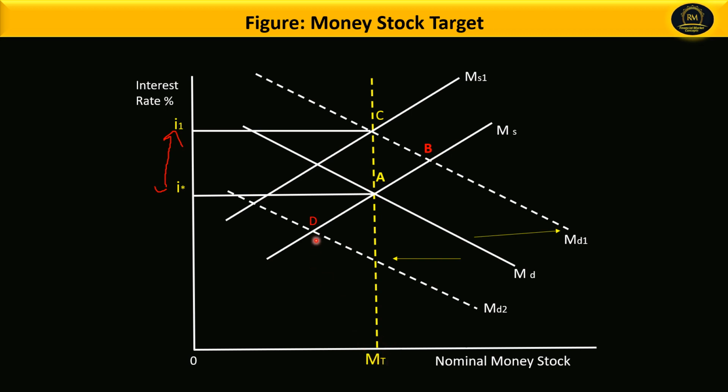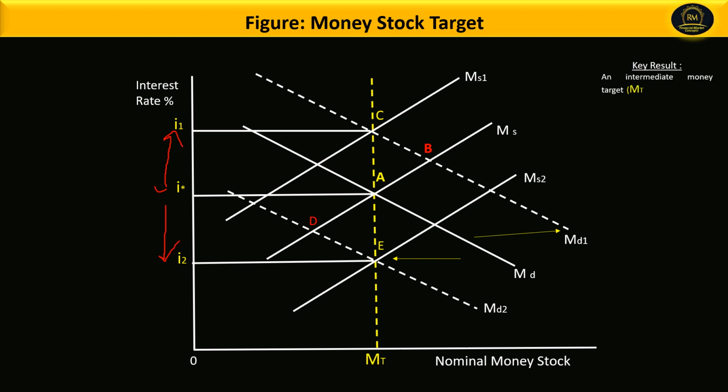So again, in order to achieve the target level of money stock, RBI takes a policy decision and intervenes by increasing the money supply. So the money supply increases, it moves from MS to MS2. As a result, a new equilibrium is established at point E. So at point E again, the money stock target is achieved, but there is a decrease in the rate of interest.